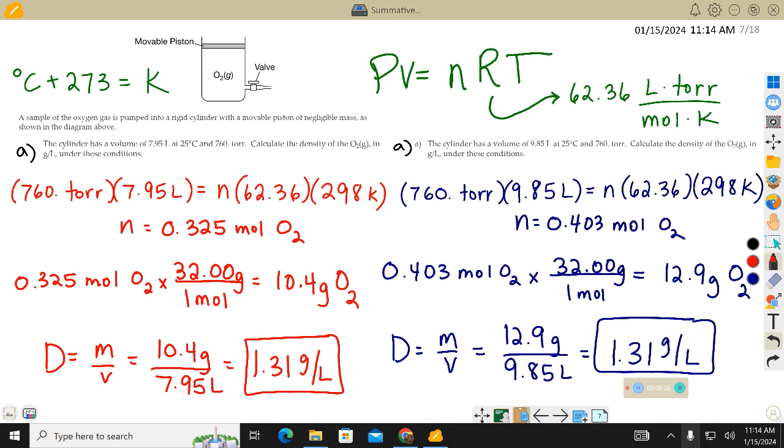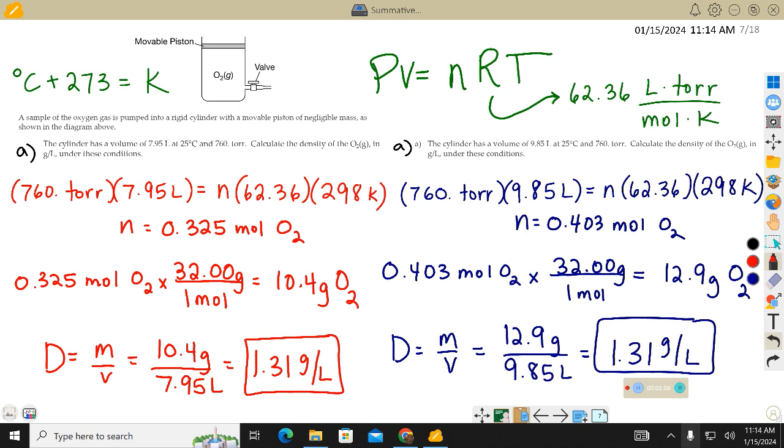They do tell you that in the packet, or by seeing the unit gram per liter, that kind of gives me a hint to what I'm looking to calculate. Depending on what version you had, the volume was given, either 7.95 liters or 9.85 liters. So for density, we've got the volume, but we need to calculate the mass, which we could do using PV=nRT. I could set up PV=nRT, solve for moles, and then just turn moles of oxygen to grams of oxygen.